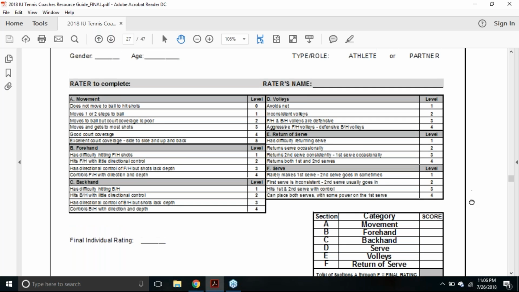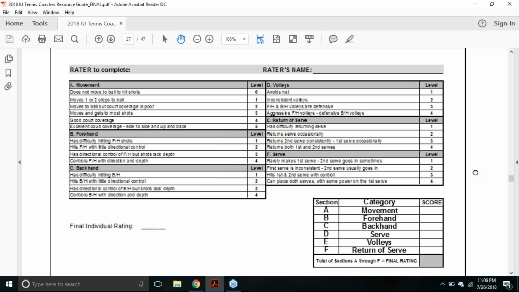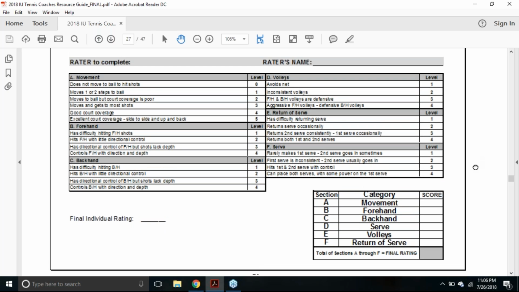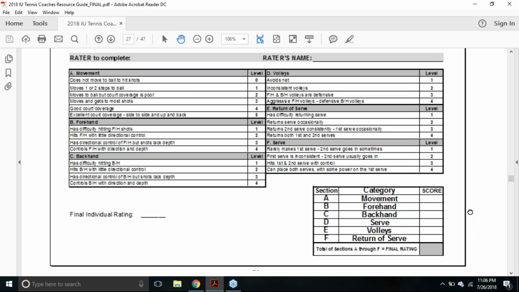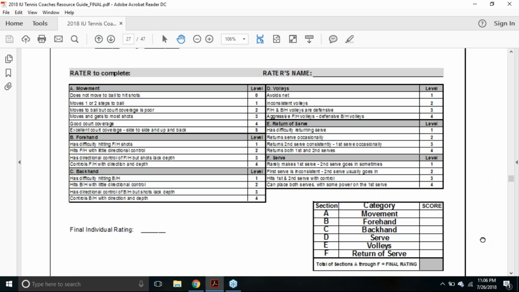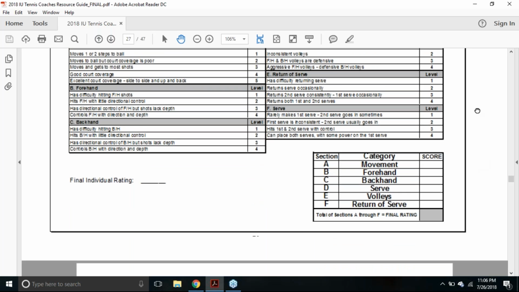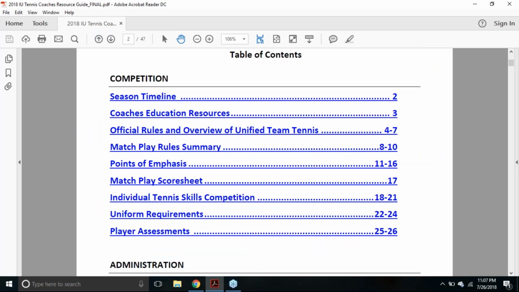So you will fill out one of these player assessment rating forms for each of your student athletes, and the rater will complete and sign, and then from this you will create your doubles teams and pairings, and you will submit those on the postseason registration, which I will go over in part 3 of this review.